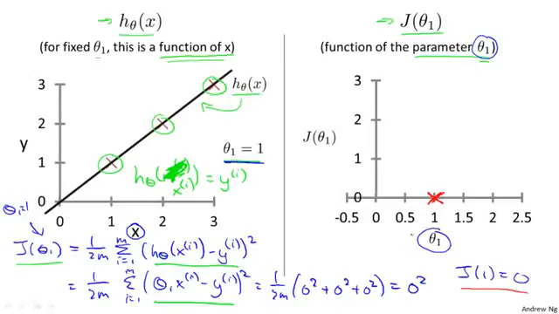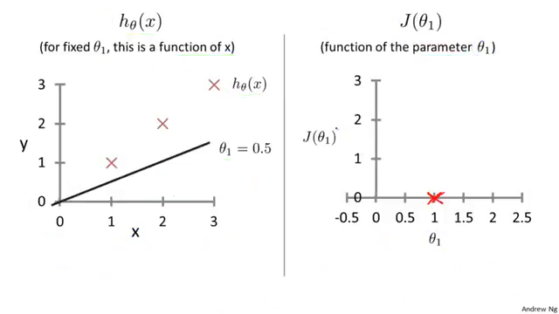Theta 1 can take on a range of different values, right? So theta 1 can take on negative values, 0, positive values. So what if theta 1 is equal to 0.5? What happens then? Let's go ahead and plot that. I'm now going to set theta 1 equals 0.5, and in that case, my hypothesis now looks like this. There's a line with slope equal to 0.5, and let's compute J of 0.5.